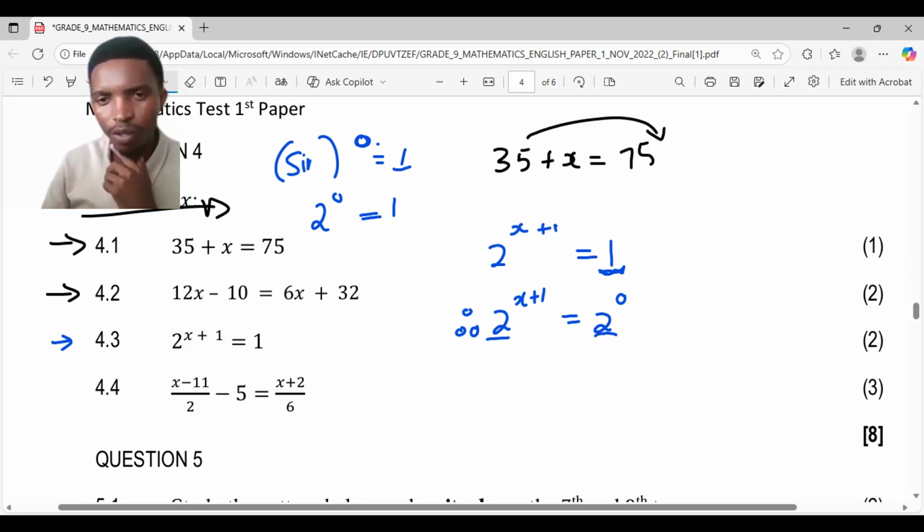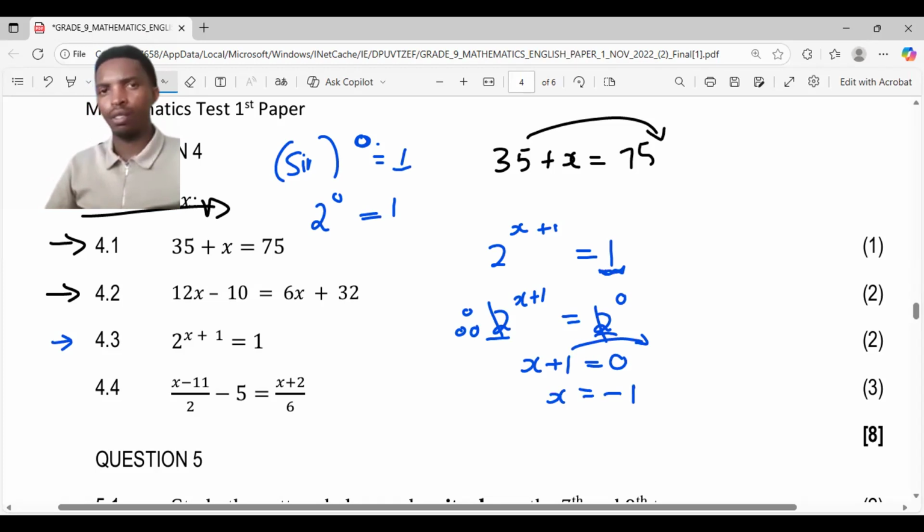Are we having the same bases here? Yes, sir. When we have the same bases, we cancel them out. We are left with what? x plus 1 as the exponent is equals to 0. We take the 1 over to that side, so our x is equals to negative 1. Are we fine? Yes, sir.